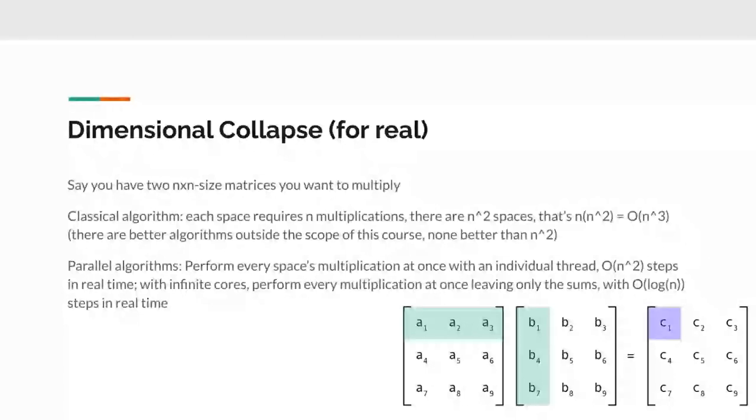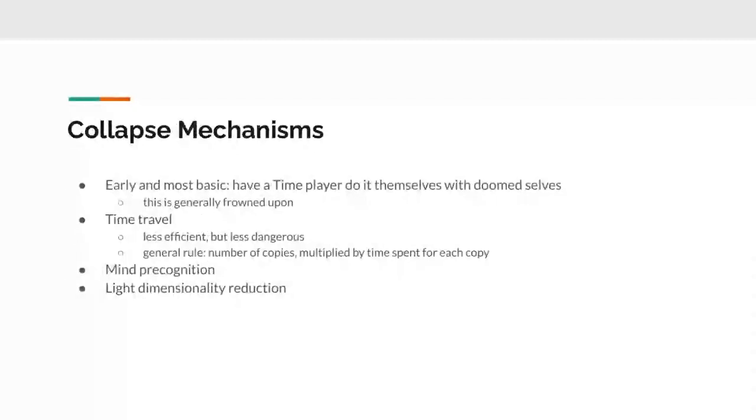So the parallel algorithms are you perform every space's multiplication at once with an individual thread. So that's O of n squared steps in real time. With infinite cores, you could technically perform every multiplication at once, leaving only the sums with O log of n steps in real time.